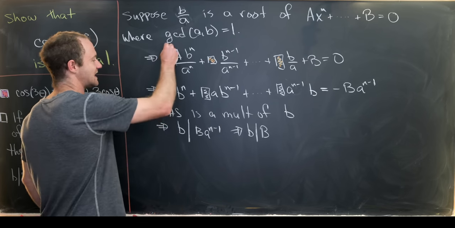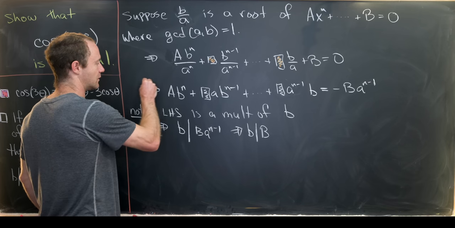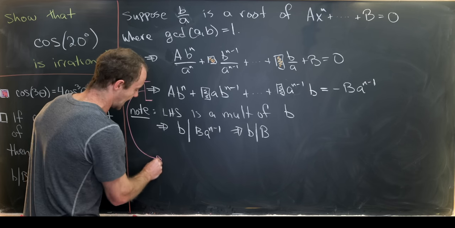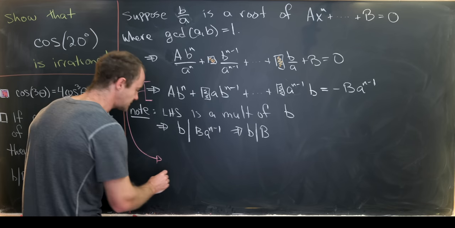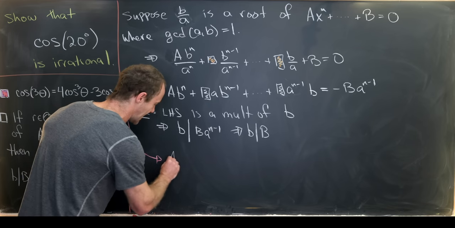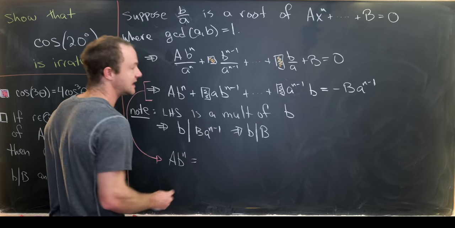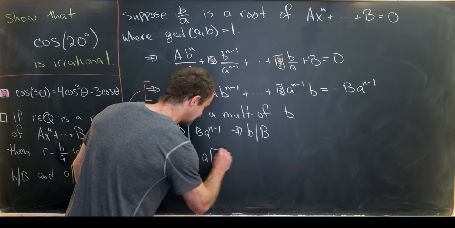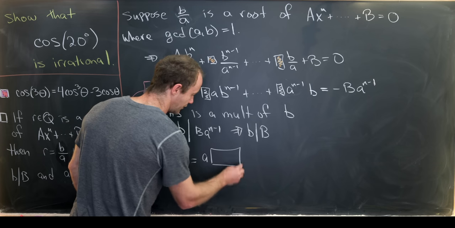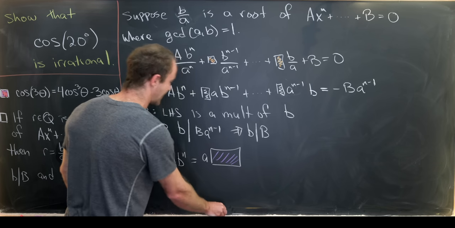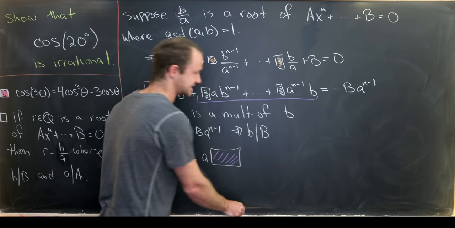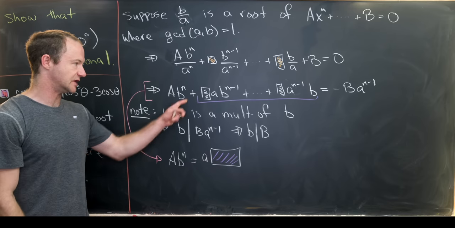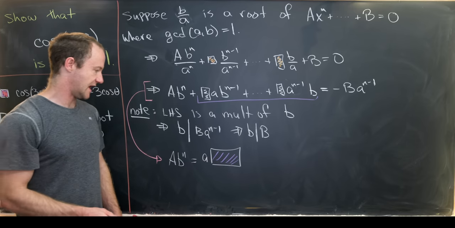Well, we'll do the same kind of thing that we did before, but we'll take this equation and we will solve for our a term. So let's notice if we do that, we get a times b to the n equals little a times a bunch of stuff. I won't even be super careful about that, because if we move all of this from the left-hand side of the equation to the right-hand side of the equation, we have a multiple of a.